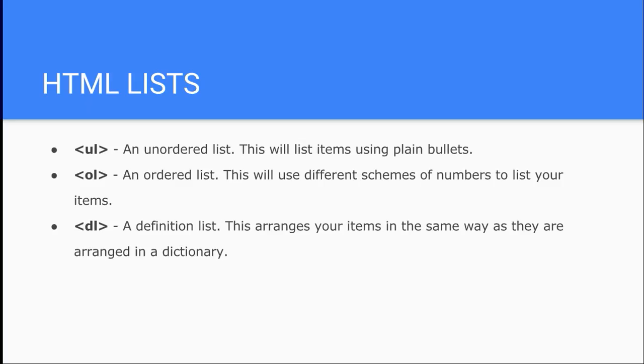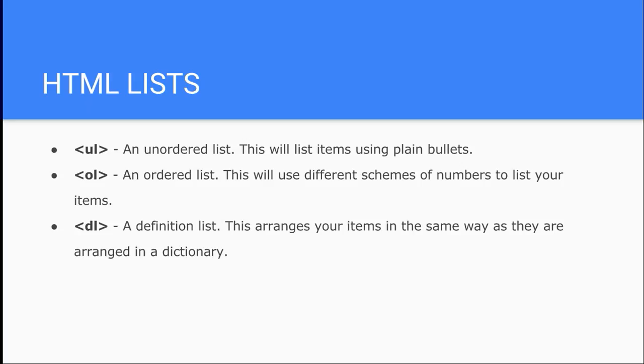UL, an unordered list. This will list items using plain bullets. OL, an ordered list. This will use different schemes of numbers to list your items. The last one is DL, a definition list. This will arrange your items in the same way as they are arranged in a directory.